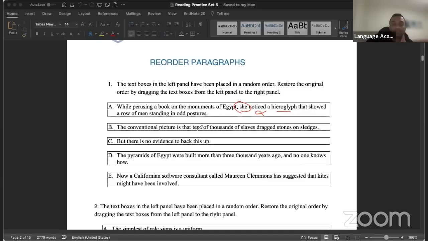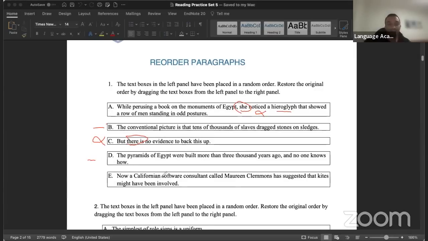The conventional picture is that tens of thousands of slaves dragged stones on sledges. Okay. What conventional picture, what stones, what is he talking about? It's an independent sentence, but I'm not too sure what he is talking about. Okay. So I will just put a dash around it. But there is no evidence. What do you mean by no evidence? I can't put that in. Pyramids of Egypt were built more than 3,000 years ago and no one knows how. Very simple, very generic, telling me the story of pyramids of Egypt. So it could be my first sentence.